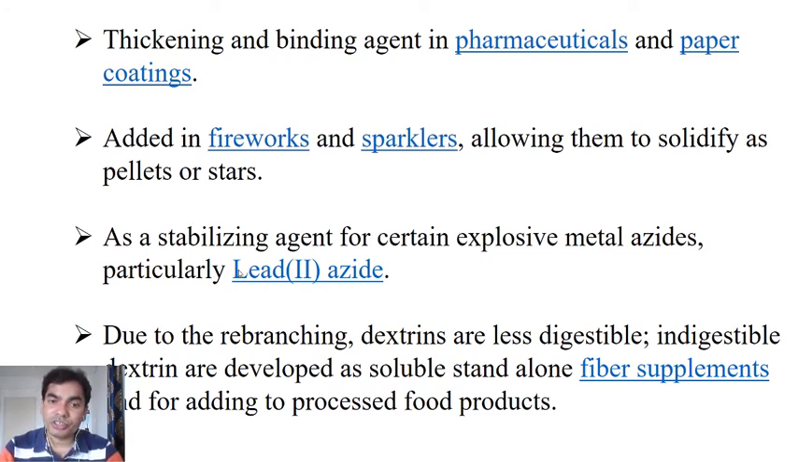Due to rebranching, dextrin is not easily digestible, so it is used as a fiber supplement. So dextrins are less digestible. Indigestible dextrins are developed as a soluble strand-alone fiber supplement and for adding to processed food products. So in many cases it is used as a fiber supplement.